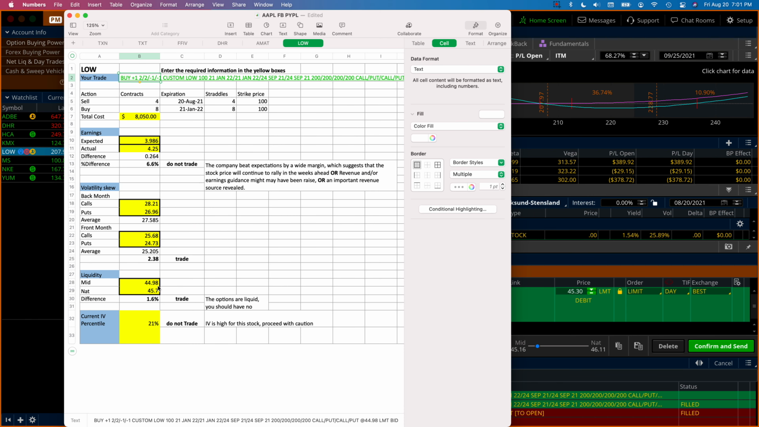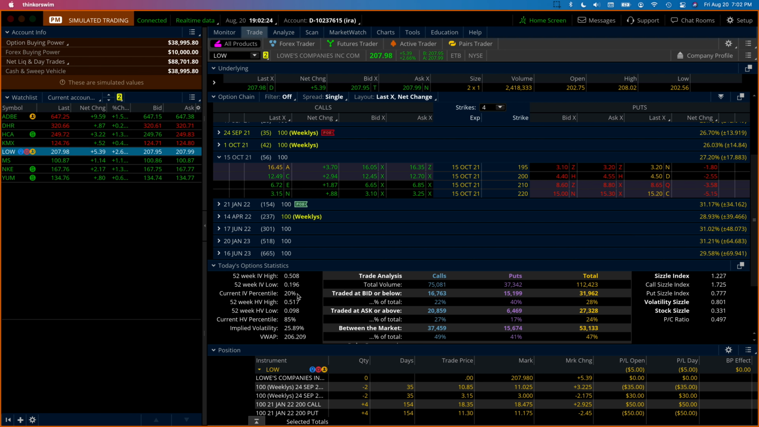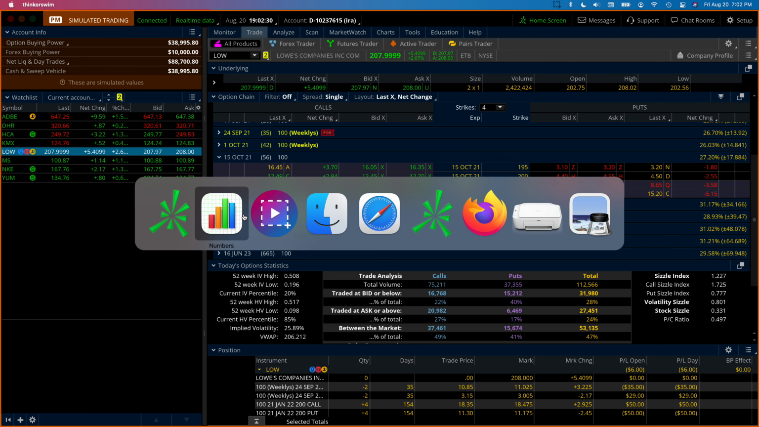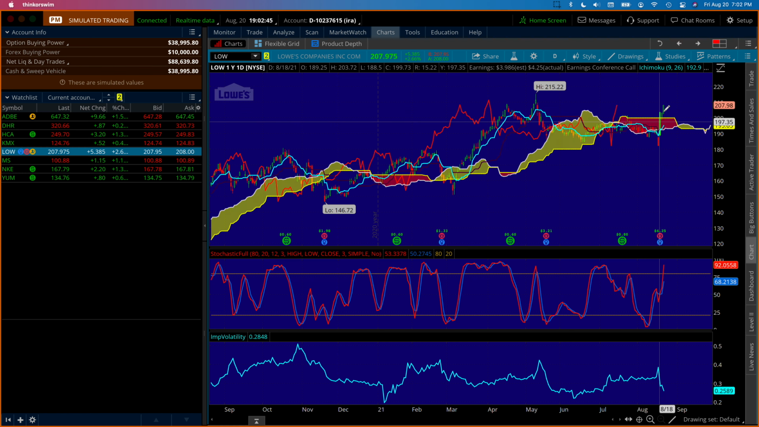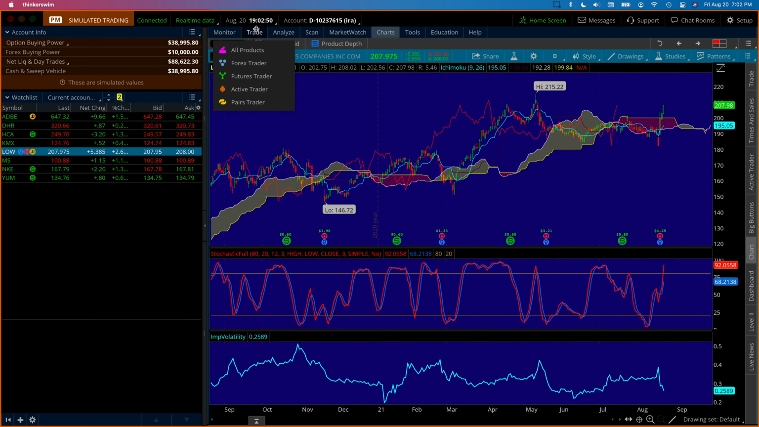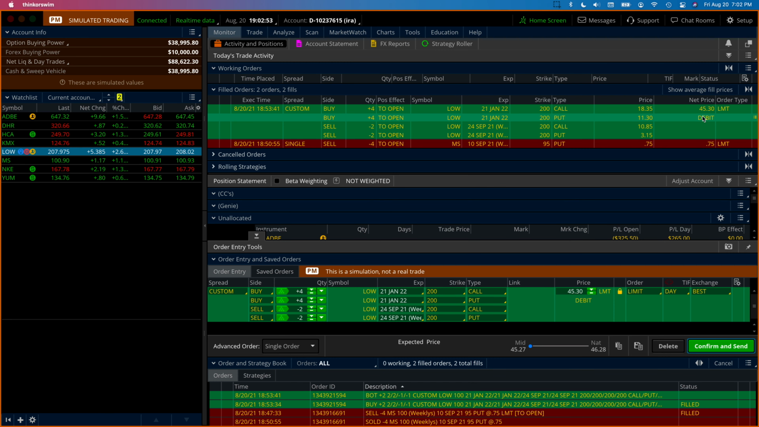Current IV percentile is 21%. Let's go to the trade tab and scroll down until you see current IV percentile here on today's option statistics. 20% is a little higher than I would accept, but in this case it's good enough because we have 2 or 3 of the criteria to be good enough. I look at the chart and I see the movement here. That's very aggressive movement for 3 days, so it looks good. All right, so I'm going to enter that trade, or I did, and it got filled at $45.30.